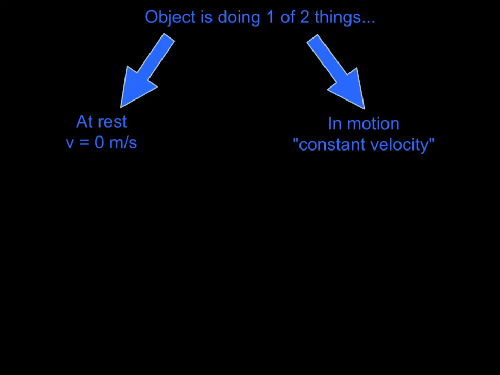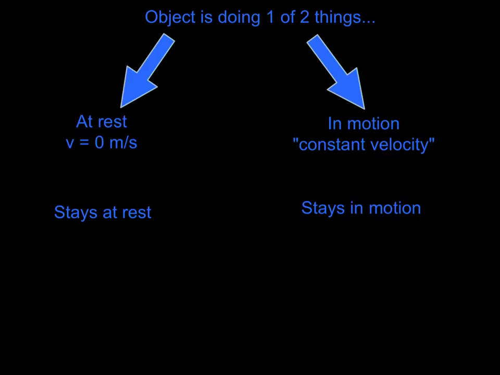The other option for what that object could be doing when all forces are balanced is that it can be moving at constant velocity. That means it's in motion and its speed remains the same. So there's no acceleration and no net force. And these two options lead us to the first of Newton's laws. You've probably heard this saying before. An object at rest stays at rest. And an object in motion stays in motion.